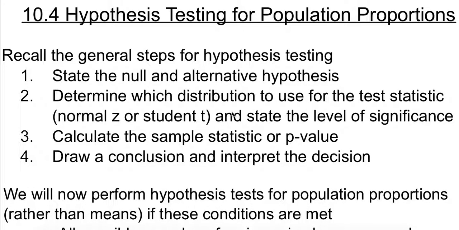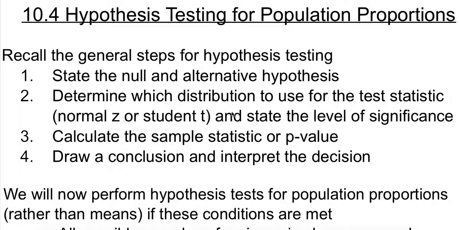We're going to continue talking about hypothesis testing today. So remember our steps for performing a hypothesis test. This is what we've talked about all through Chapter 10 so far. We start by stating the null and alternative hypothesis. We determine what type of test to use. So far we've talked about a z-test or a t-test. Those have been our two options so far.